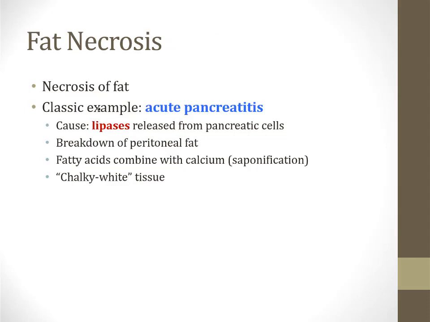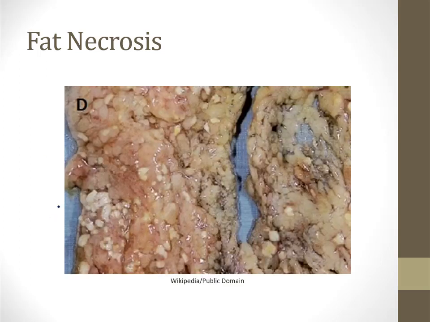Fat necrosis, as the name implies, is necrosis of fat, and the classic example of this is acute pancreatitis. In acute pancreatitis, lipase enzymes are released from pancreatic cells. These are enzymes that normally travel to the digestive tract to break down lipids, but in acute pancreatitis they leak and begin to damage the pancreas itself. One thing they do is break down peritoneal fat, and that peritoneal fat releases fatty acids which combine with calcium. This is a process called saponification, and this leads to formation of a chalky white tissue, which is classic in acute pancreatitis and fat necrosis. This is a gross specimen from someone who died with acute pancreatitis, and you can see these white clumps here.